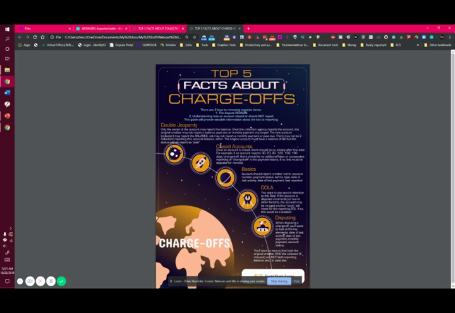Now, double jeopardy is when you have 2 creditors reporting the same account, whether it be 2 collection agencies, or the creditor, the original creditor, and the collector. You have 2 parties reporting the balance. That is double jeopardy, and they need to remove that account.